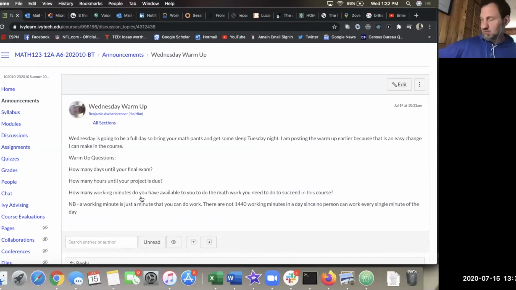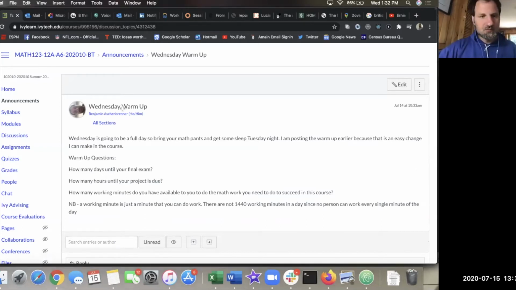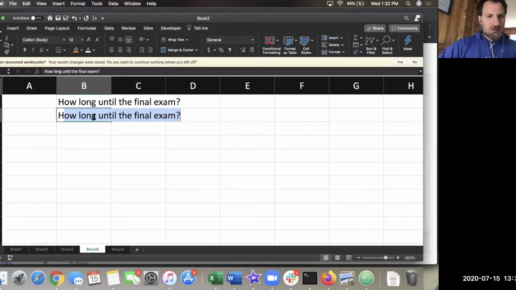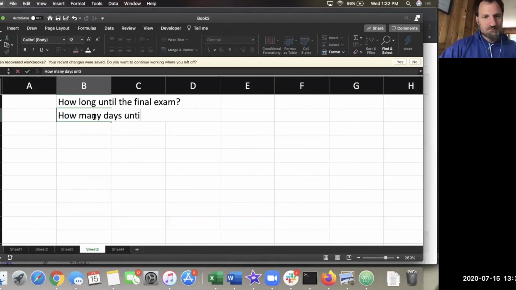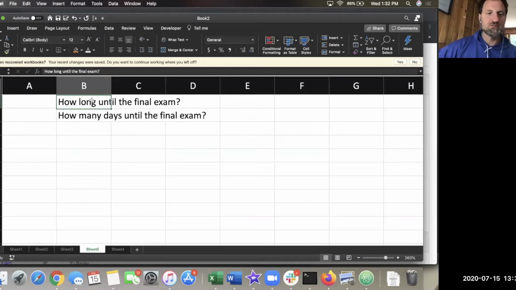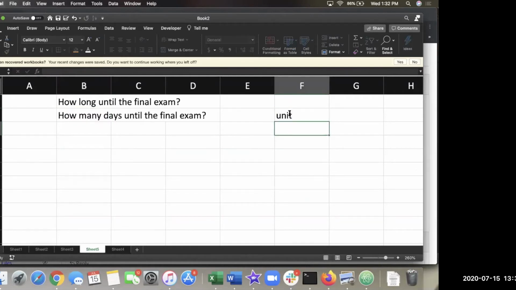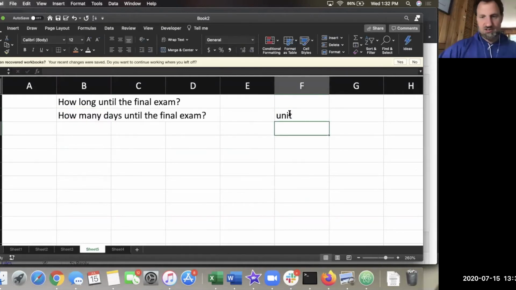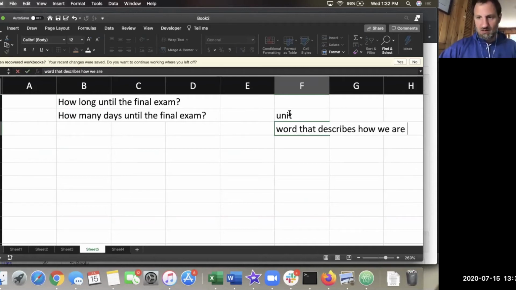How many days until your final exam? Okay. I would say that these two questions are very similar. The only difference is that this one is specifying the kind of unit that we want. I'm going to use this word over and over again, and we've already used it quite a bit in the course, but let's just remember what a unit is. The unit is the word that describes how we are counting or measuring.